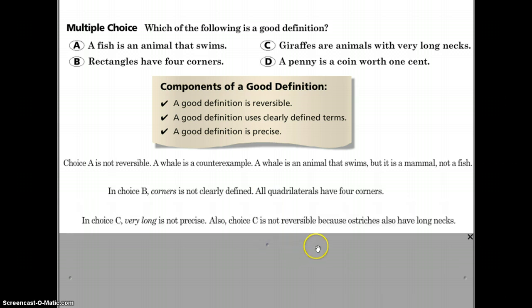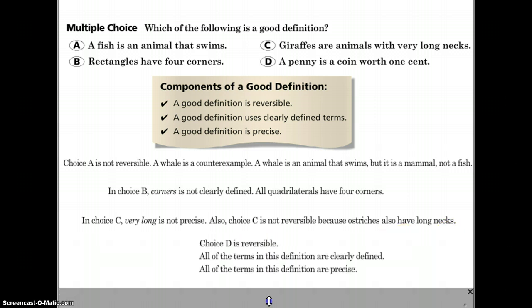In choice C, very long neck, it's not a surprise. How long is very long? And also, ostriches have very long necks, so that's not really a good definition for a giraffe. So the last one is D. D is our best option.